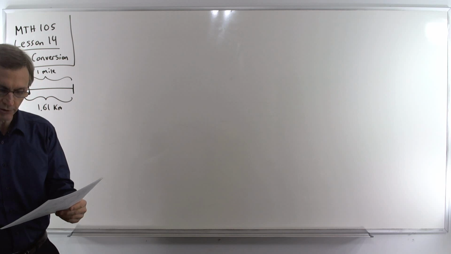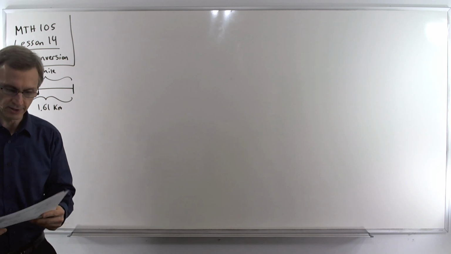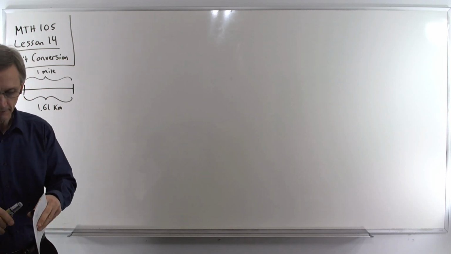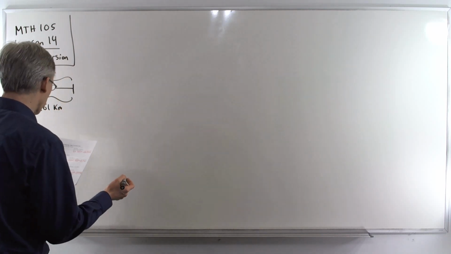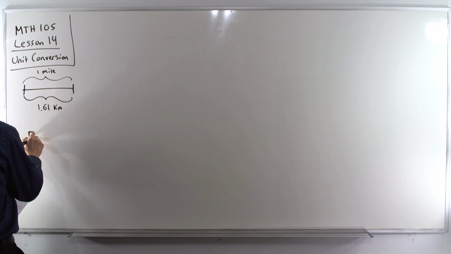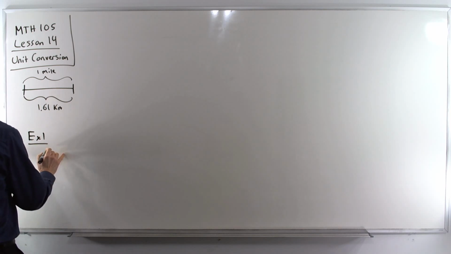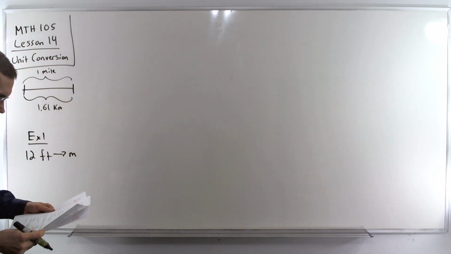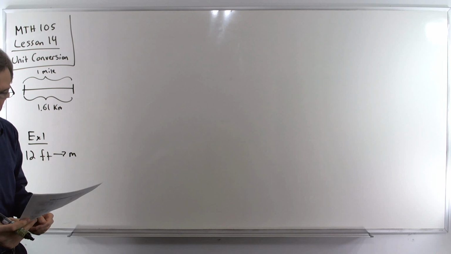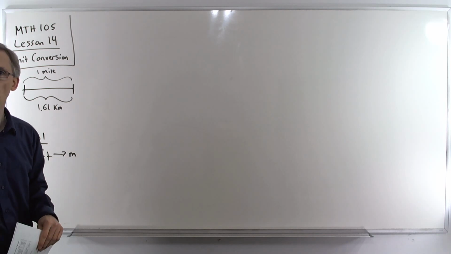So I'm going to go through the procedure for unit conversion with the first example. Now for the first examples we're going to look at, only one conversion factor is needed to do the unit conversion. So for example 1, we're going to convert 12 feet into meters. All right, step 1, write the given quantity with units over 1.